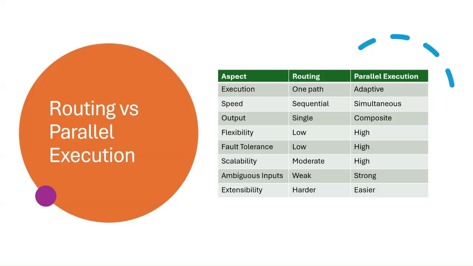It is more fault tolerant when it is parallel execution. Scalability is moderate with routing, but it is more than the sequential execution, and it is very high with parallel execution. Similarly, for ambiguous inputs, routing is weak because it may not be able to redirect to the correct route if it is not able to predict what category it belongs to. Whereas in parallel execution, there is always an alternative or a default route it can fall back on, and it is stronger for ambiguous input. Similarly, for extensibility, it is harder for routing, and it is easier for parallel execution.